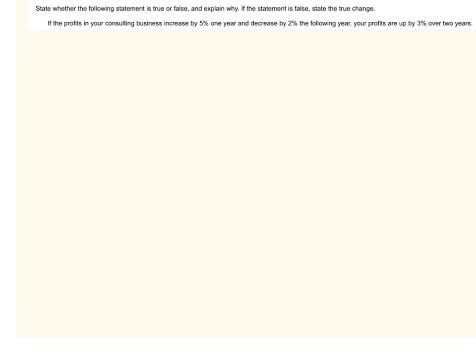Here we have a problem that one of your classmates sent in a question on, and it says state whether the following statement is true or false. It says if the profits in your consulting business increase by 5% in 1 year and then decrease by 2% the following year, your profits will be up 3%. So let's work this out.